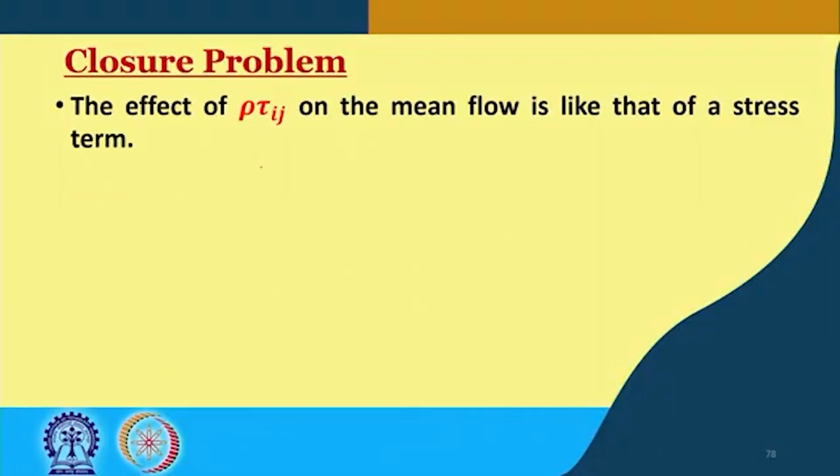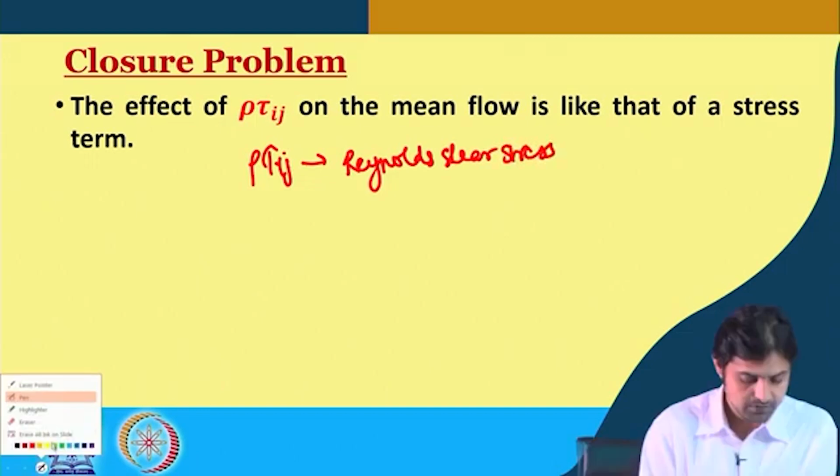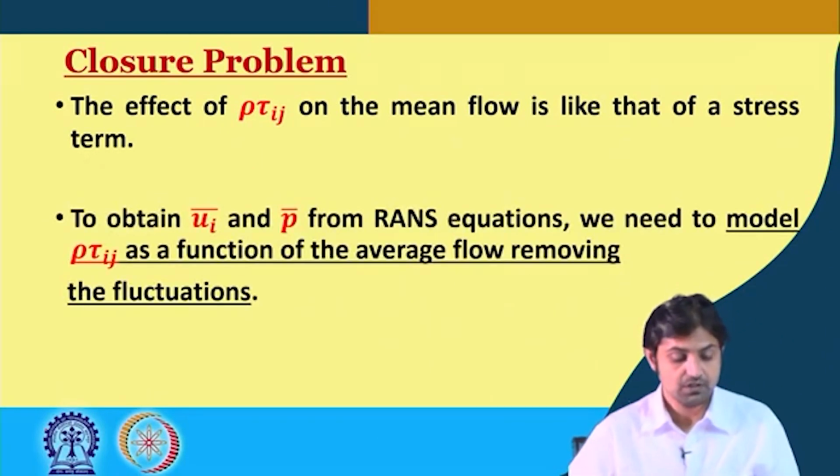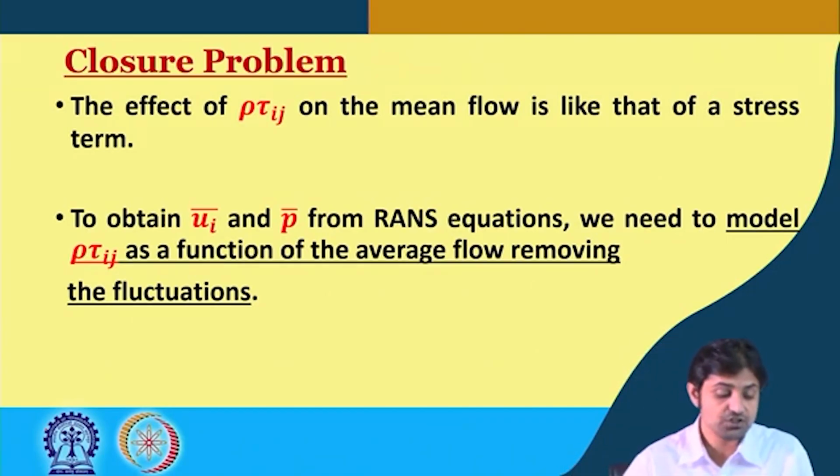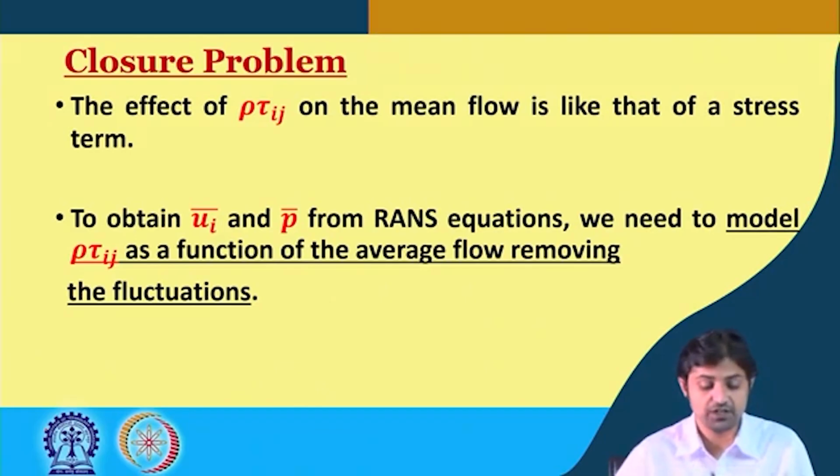The effect of the Reynolds shear stress rho tau ij, as you can see on the slide now, on the mean flow is like that of a stress term. So, rho tau ij is actually the Reynolds shear stress. Okay, so it's like a shear stress. To obtain ui, the average flow velocities, and pressure from the Reynolds averaged equation, we need to model this shear stress rho tau ij as a function of the average flow.